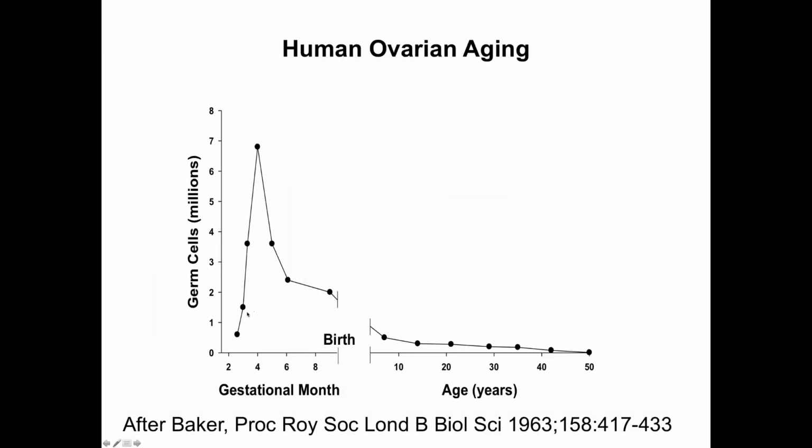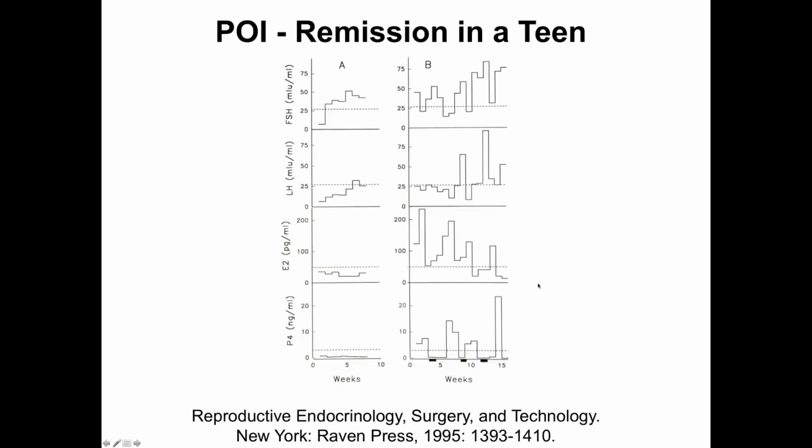As I mentioned, normal menopause is a follicle depletion. So the y-axis is germ cells in millions. They peak around gestation month 4, and then gradually decline. So at an average age of 50, the functional follicles are gone, and that's the cause of the normal menopause, follicle depletion. But that's not the cause of POI in most women. It's not an early menopause. It's follicle dysfunction that's intermittent and unpredictable.